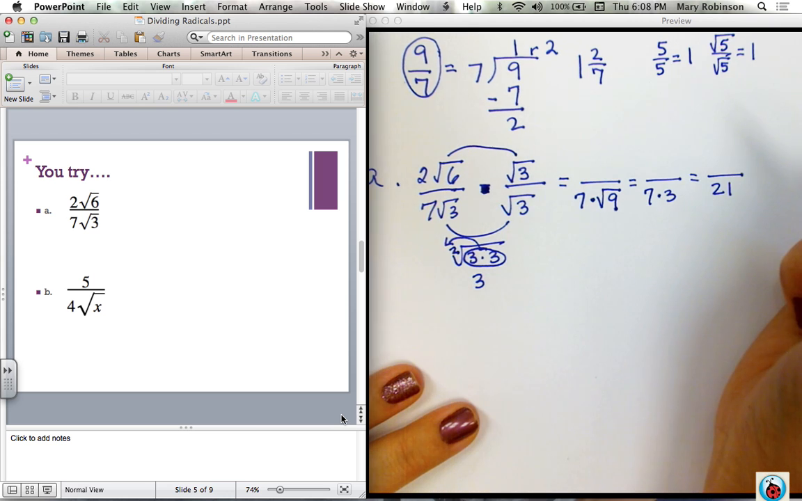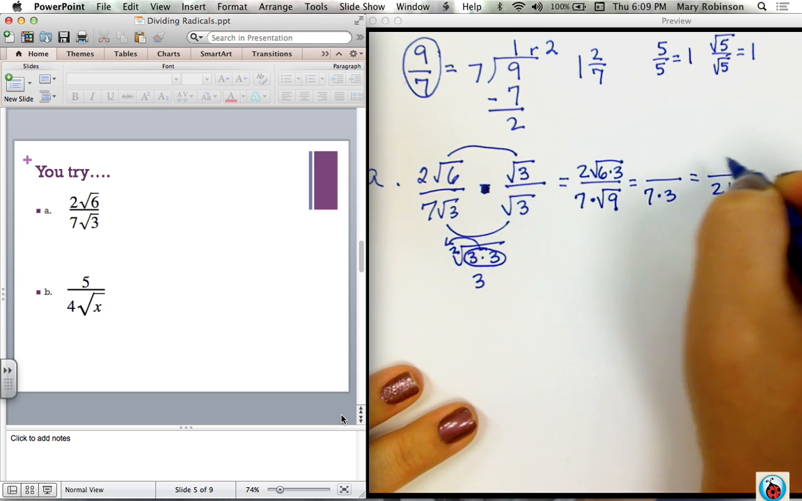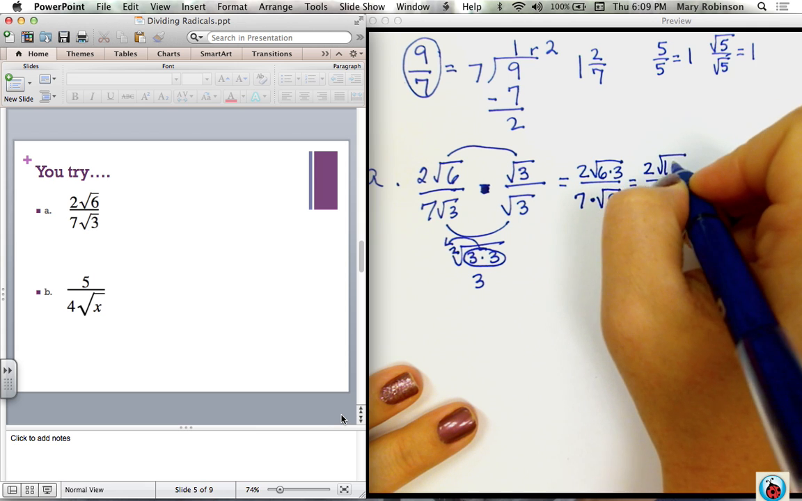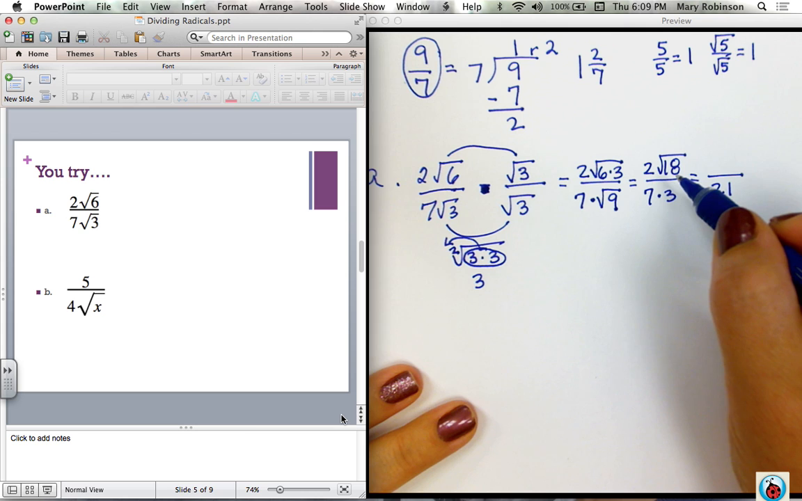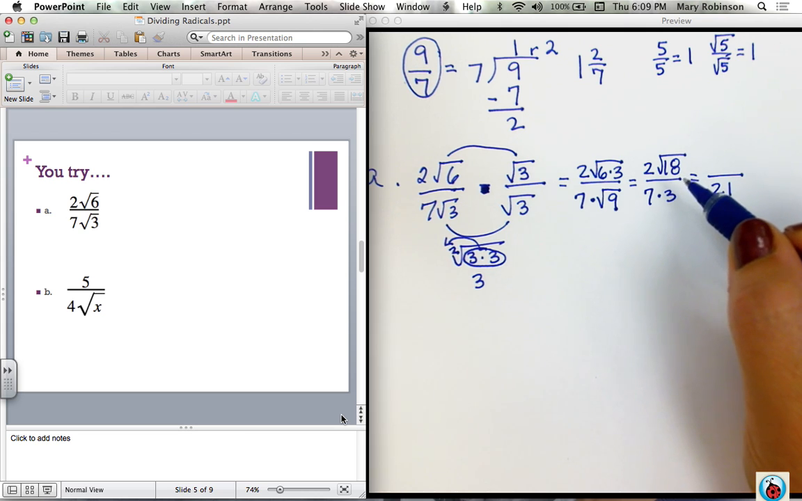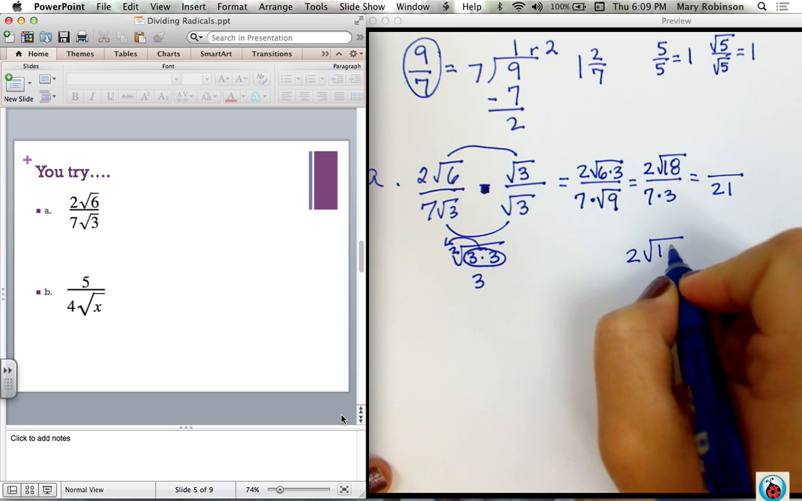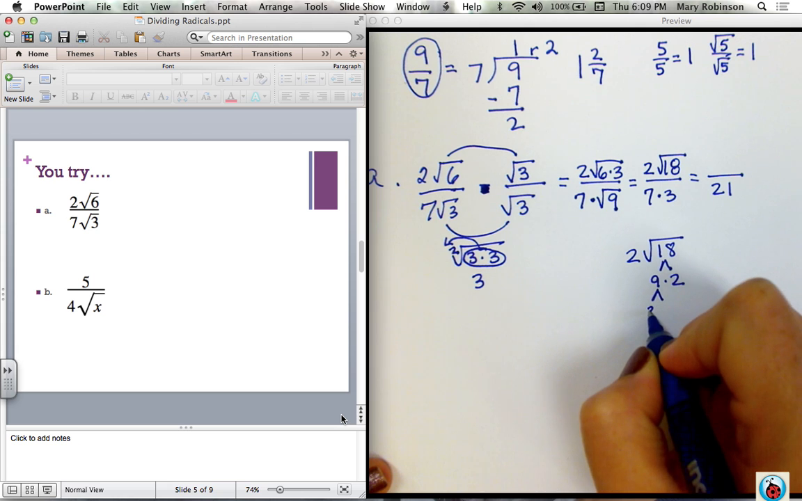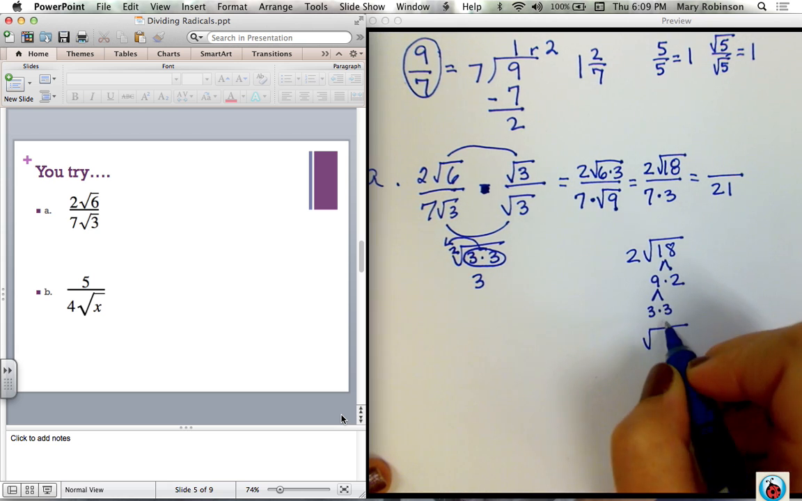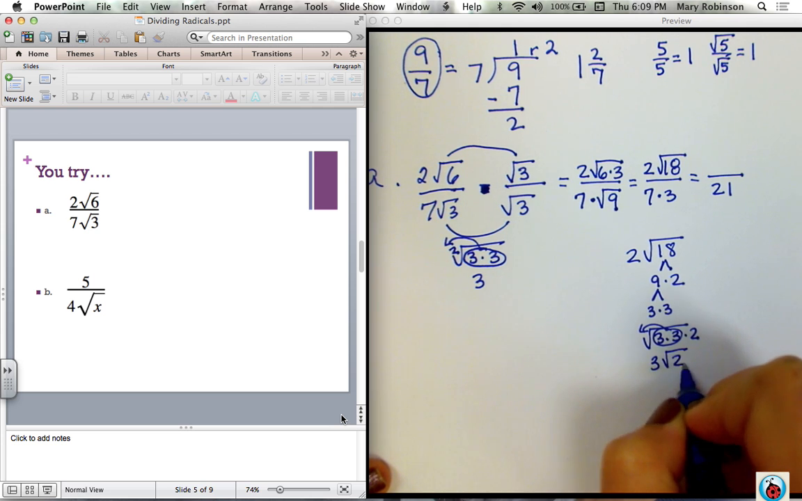Continue by multiplying your numerator. So we're going to have 2 times the square root of 6 times 3, which would give us 2 times the square root of 18. What I want you to keep in mind before deciding on your final answer is whether this 18 under our radical can further be simplified. If I take the 18 and break it down into 9 and 2, I recognize that 9 is a perfect square. So the square root of 18 is 3 times the square root of 2, or 3 square roots of 2.